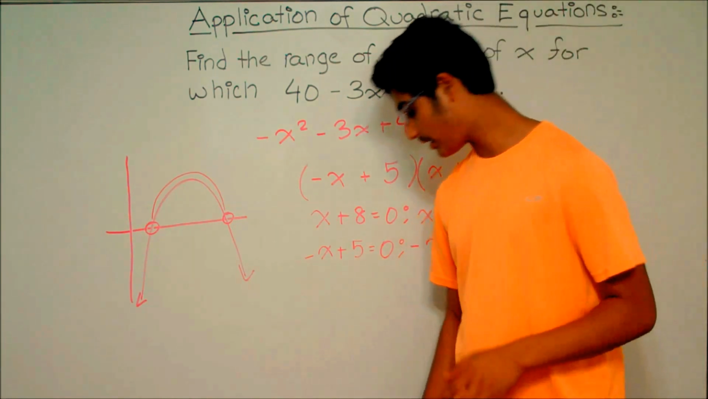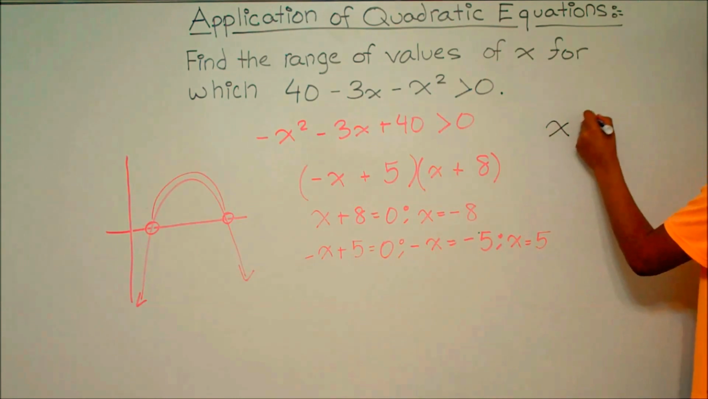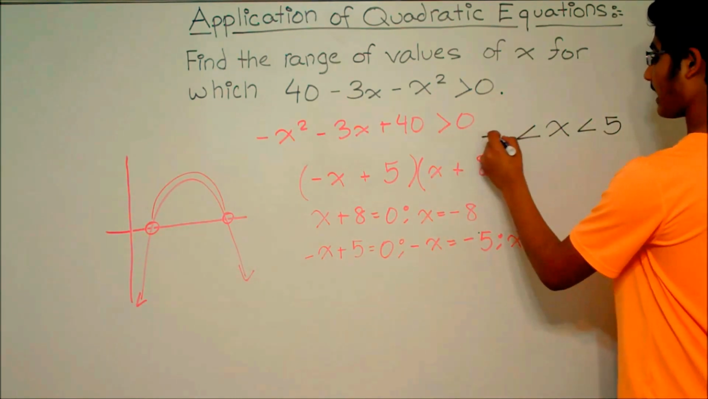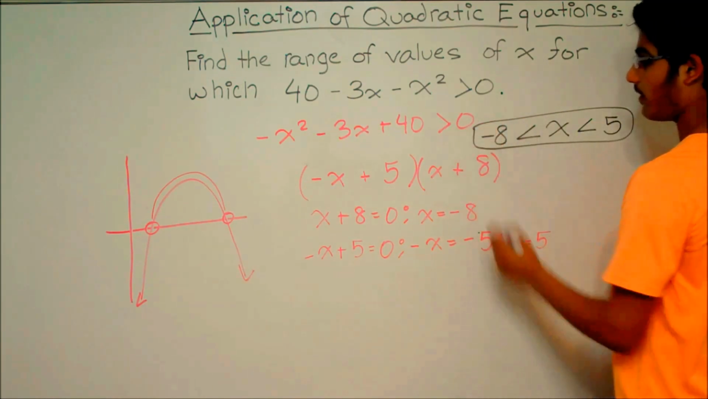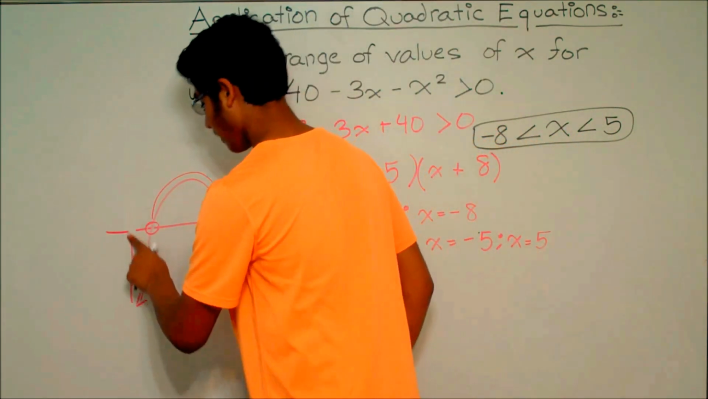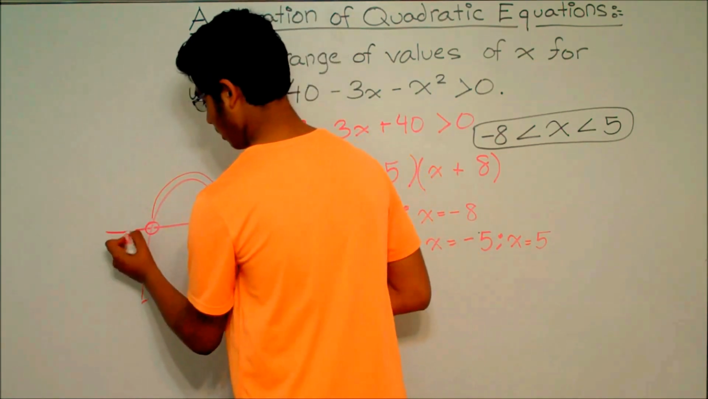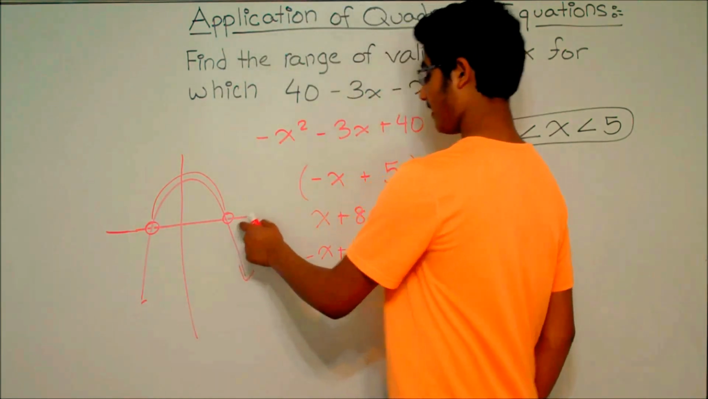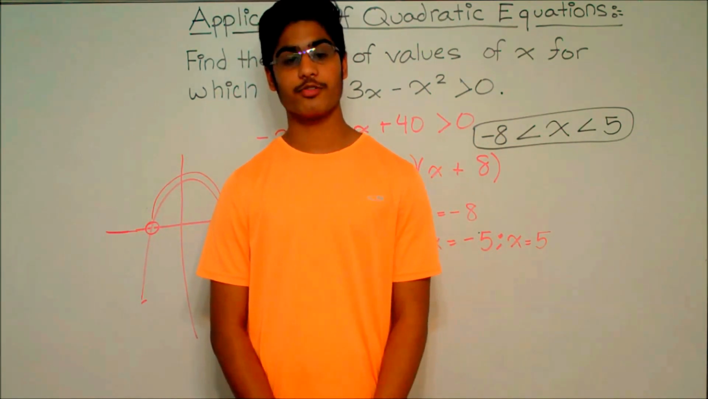So the answer to this problem is x is less than 5 and x is greater than negative 8, because the values of x are greater than negative 8, and so that means that this would have to be here. The values of x are greater than negative 8 but less than 5. Today we learned about applications of quadratic equations.